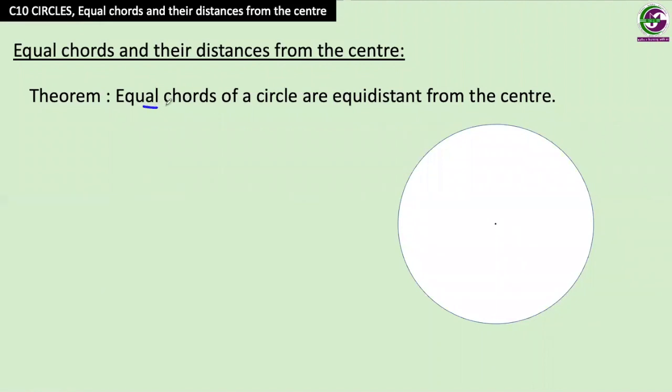So the given condition is equal chords. Let's consider two chords equal. You can have more than two chords of equal measurement. Then the theorem says that the distances from the center are equal. So if this is x centimeters, this will also be x centimeters. Once again, the theorem says if the chords are equal, then the distances from the center are equal. But remember, distance means it should be the 90 degree, perpendicular height.